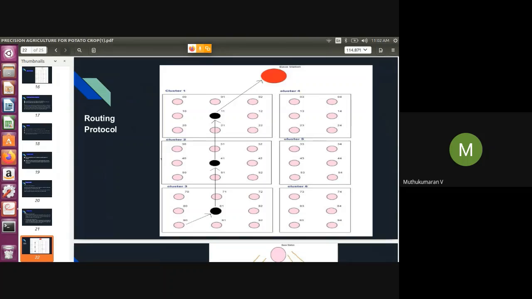So for example, how does the data from node 90 reach the base station? Here node 90, based on its ID, backs off for a certain duration inside the cluster itself for sending the data to the cluster head. Then from that cluster head, the data will be transferred to the next cluster head in front. Similarly, the data gets transferred till cluster 1, and then it reaches the base station.